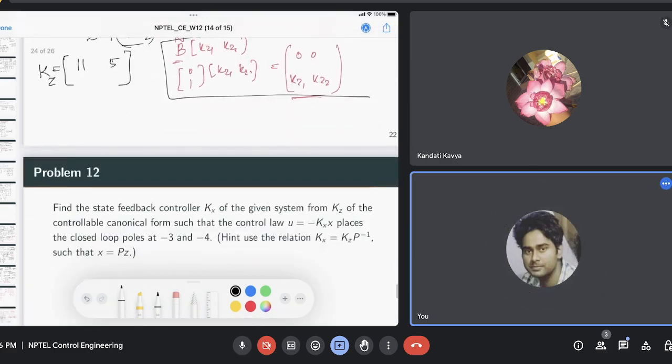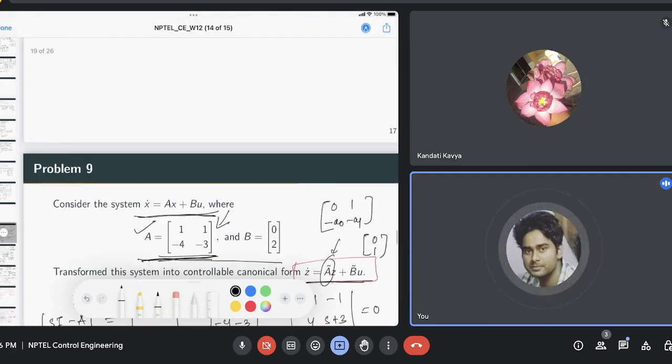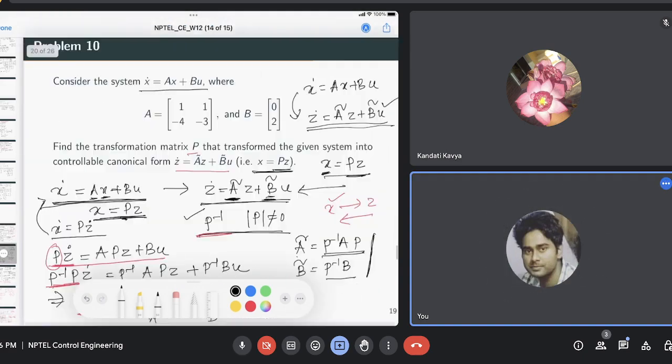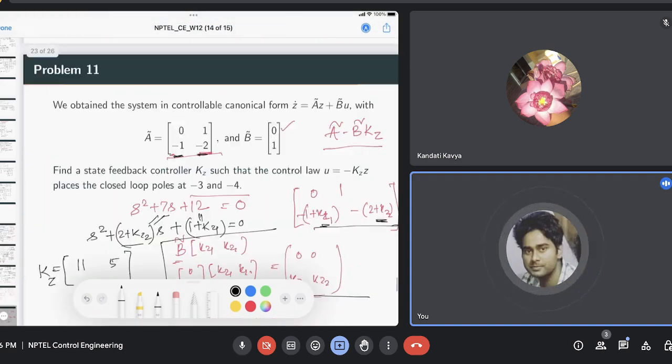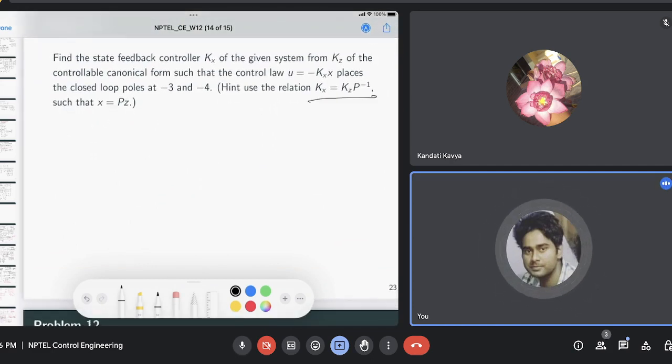But we want this KX in the original one, in the X domain. So how will you obtain this? For the general case, we'll see the formula, and we'll derive it and see how we obtain it. In the original case we have A minus B KX times x, right? In the controllable canonical form we design it to be B tilde KZ. We design KZ now, and we want to find the relation between KX and KZ.